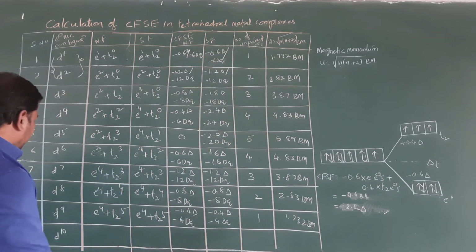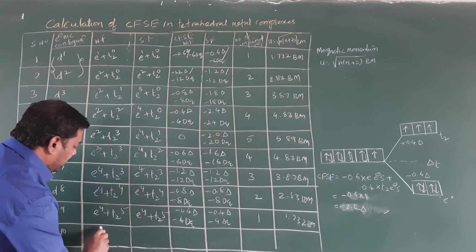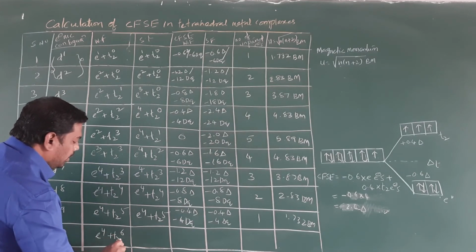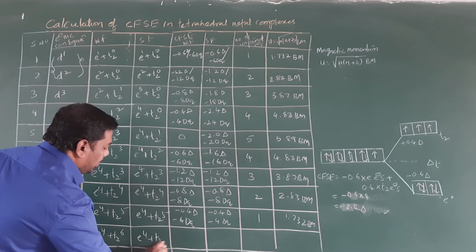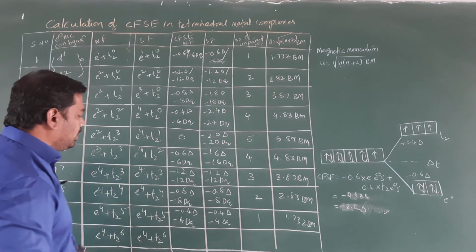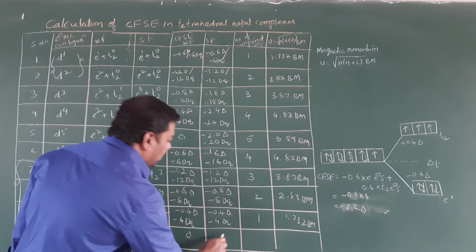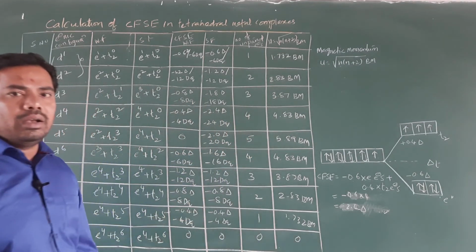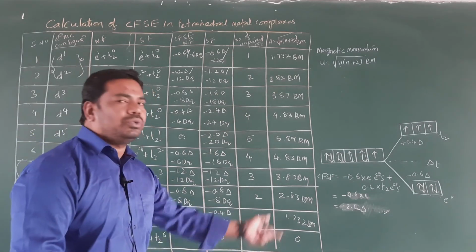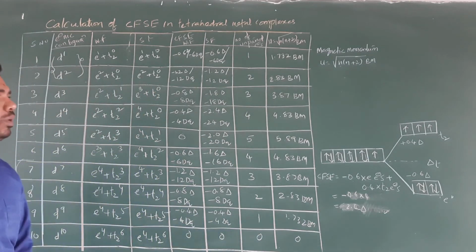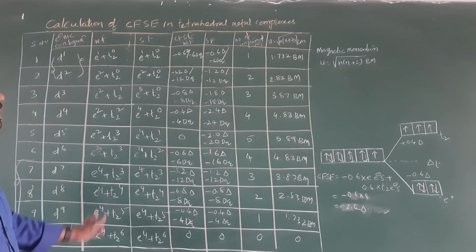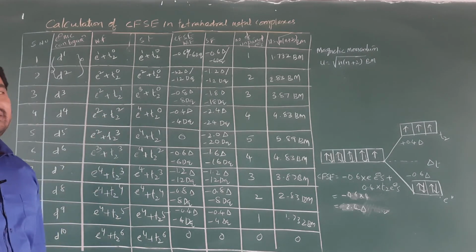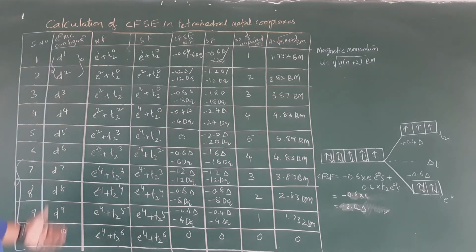For a D10 configuration, E4 plus T2^6 means the value is 0. So there is no unpaired electron, which means the magnetic moment is also 0. So this is the calculation of crystal field stabilization energy and magnetic moment in tetrahedral metal complexes based on their number of unpaired electrons.